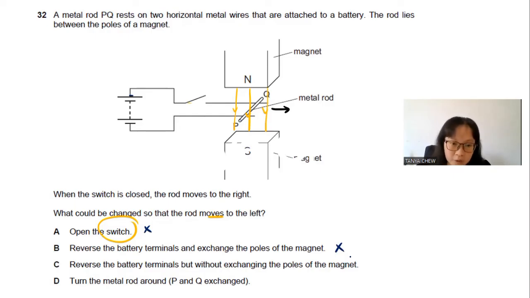C, reverse the battery terminal, but without changing the poles of the magnet. So you reverse the battery terminal, so the current flows in the opposite direction. So the magnetic field from the current will flow in the opposite direction. The interaction between the magnetic field of the magnet and the opposite-direction magnetic field of the current will make the rod move to the left. This is true. Or you can use Fleming's left-hand rule. And D, turn the metal rod around, P and Q exchange. No, it would not make the rod move to the left. So this is not true. C is the answer.